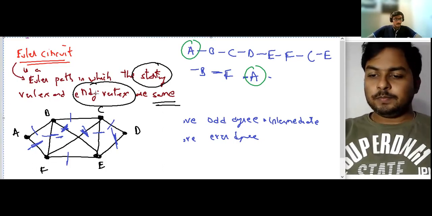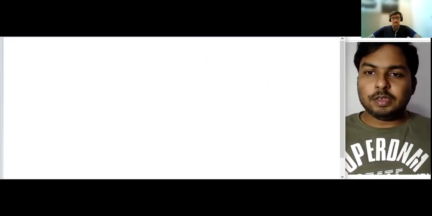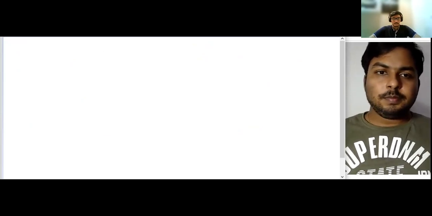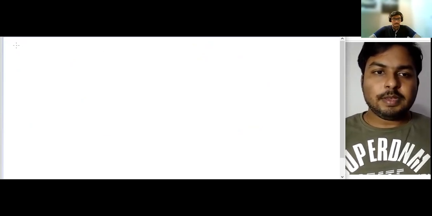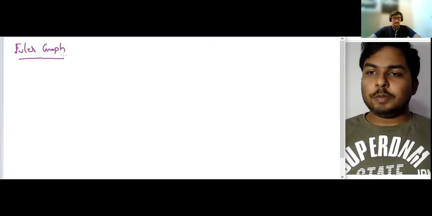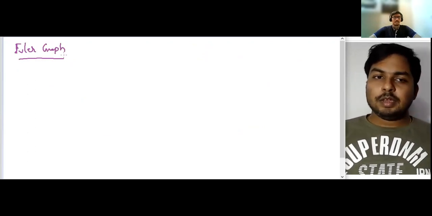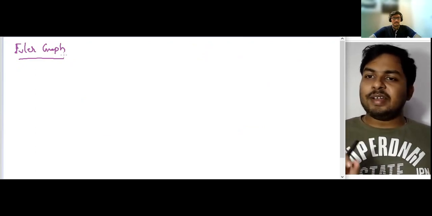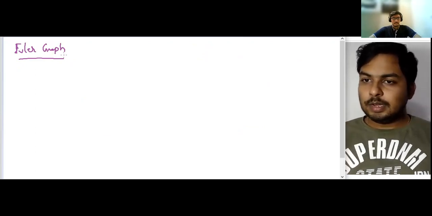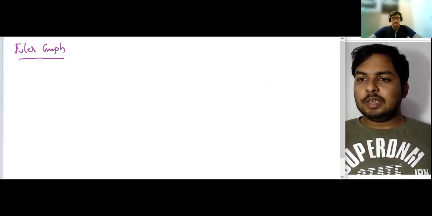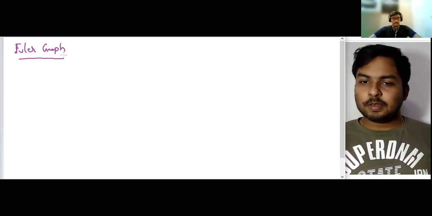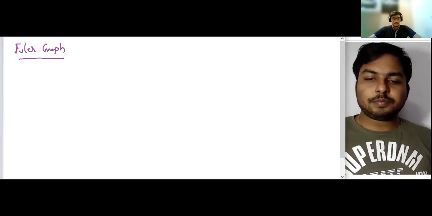Now next, let's see what do we mean by a Euler graph. So far, what we have seen: we understood what is a Euler path, and we understood what is a Euler circuit. The Euler path is a path in which every edge is covered exactly once. A Euler circuit is a Euler path in which starting and ending vertex both are same. Now let's see what is Euler graph.